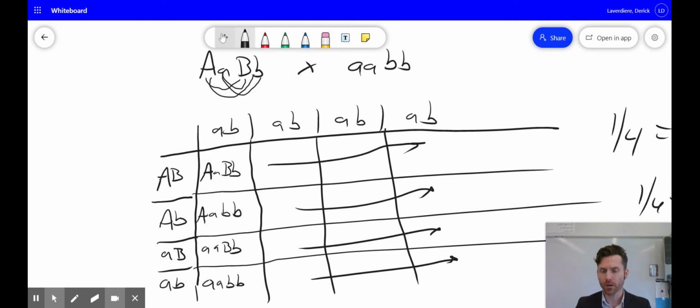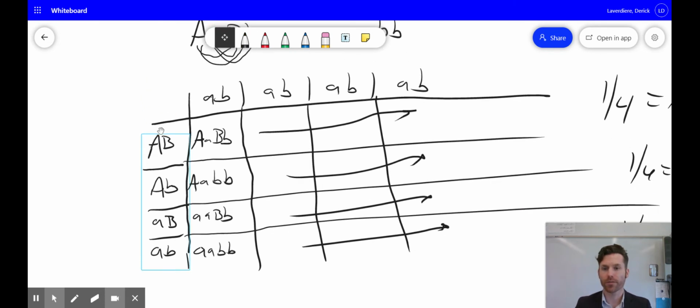Okay. So if this gamete meets this gamete through the process of fertilization, this would be my offspring. So it's big A, little a, little a, big B, little b, little b. If this gamete meets this gamete, this will be my offspring. This gamete meets this gamete, this will be my offspring. If this gamete meets this gamete, this will be my offspring.